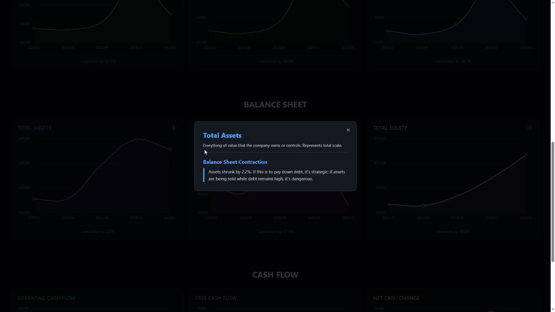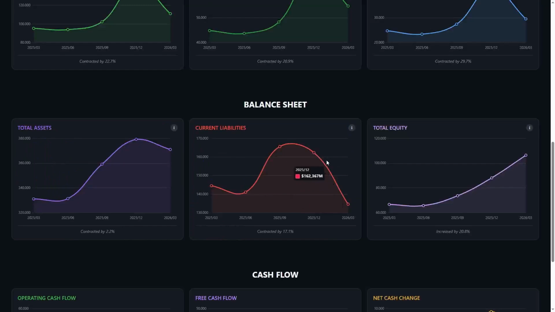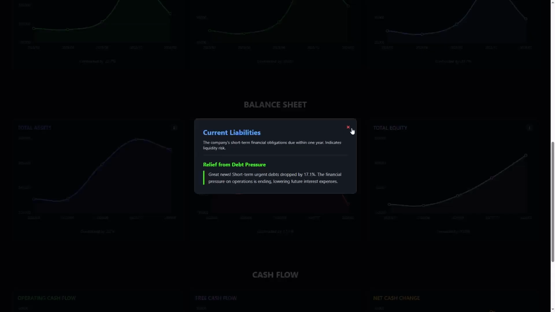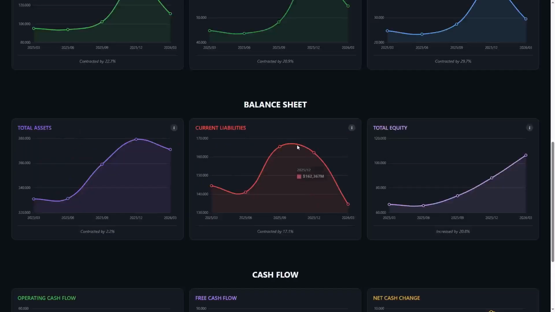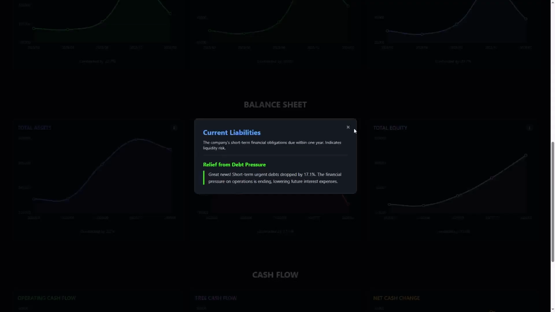What were total assets good for? First let's talk about that, then tell what the table here tells us. Total assets are everything of value that the company owns or controls. We said it represents the total scale. And you will see a contraction in the balance sheet. Assets decreased by 2.2%. If this is a strategic move to reduce debt, meaning if we are reducing assets by paying debt, this is actually a good thing. However, if assets are sold while debt is high, this could mean danger.